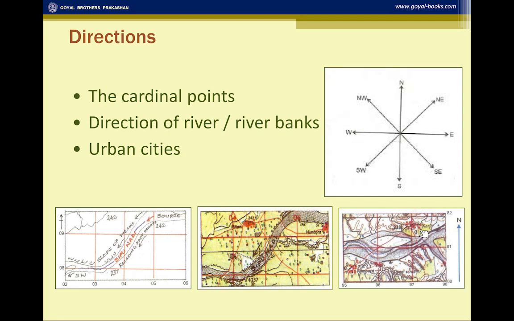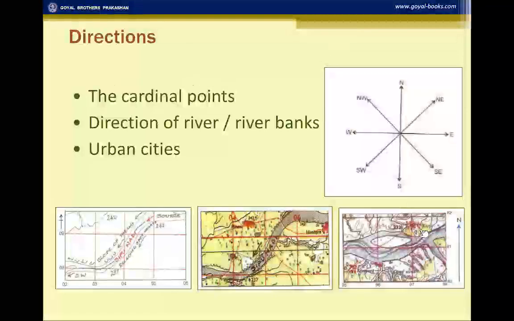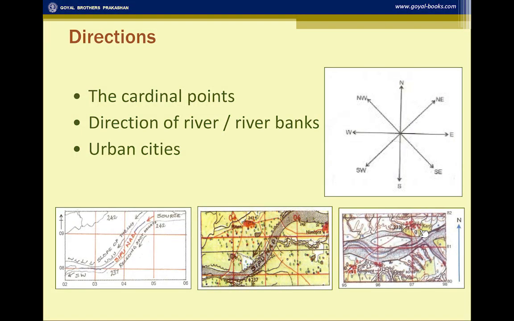Next, there is a question: what is the direction of Rampura from Karja? Now, if you look at the directions, Rampura is situated in the southwest and Karja is situated in the northeast. That means the question being, which direction is Karja from Rampura? So we say that Karja is situated to the northeast of Rampura. This is the simple answer.